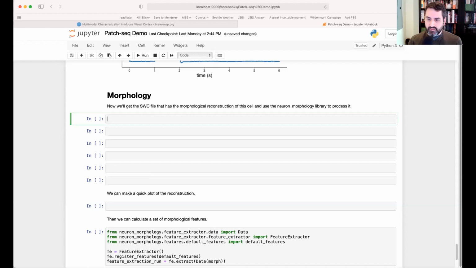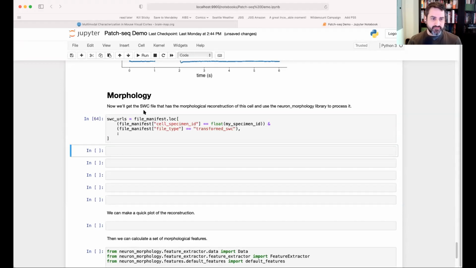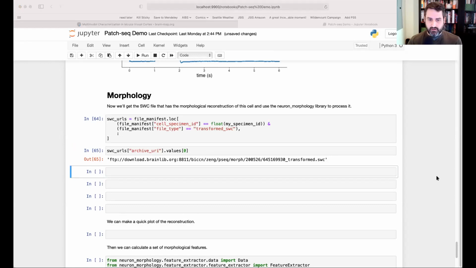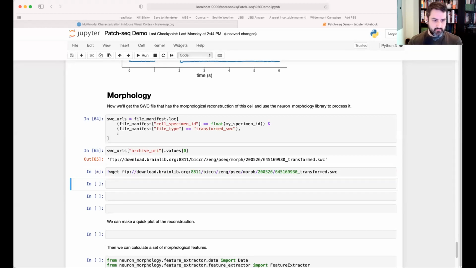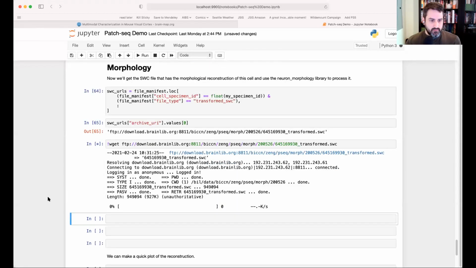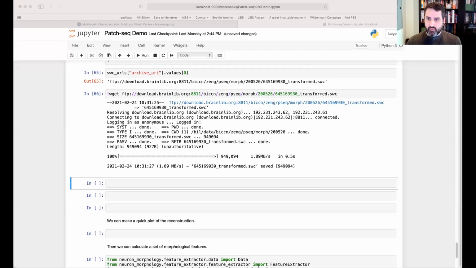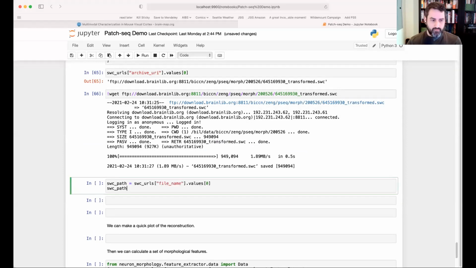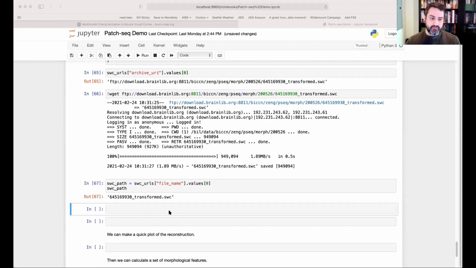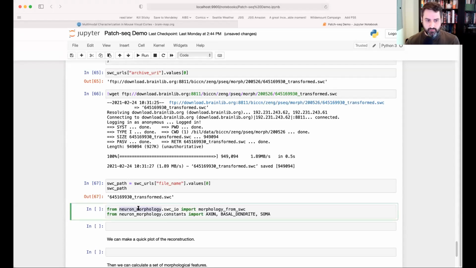So now we'll turn and look at the morphology. We'll do the same kind of thing. We'll figure out where the SWC is from our file manifest. Now we're looking for this transformed SWC file. There's our URL, and we're just going to download it. Great. Okay, and so now we'll get our path again. And now we're going to use a different library from the Allen Institute called neuron_morphology to load that SWC file into a morphology object that we can interact with.